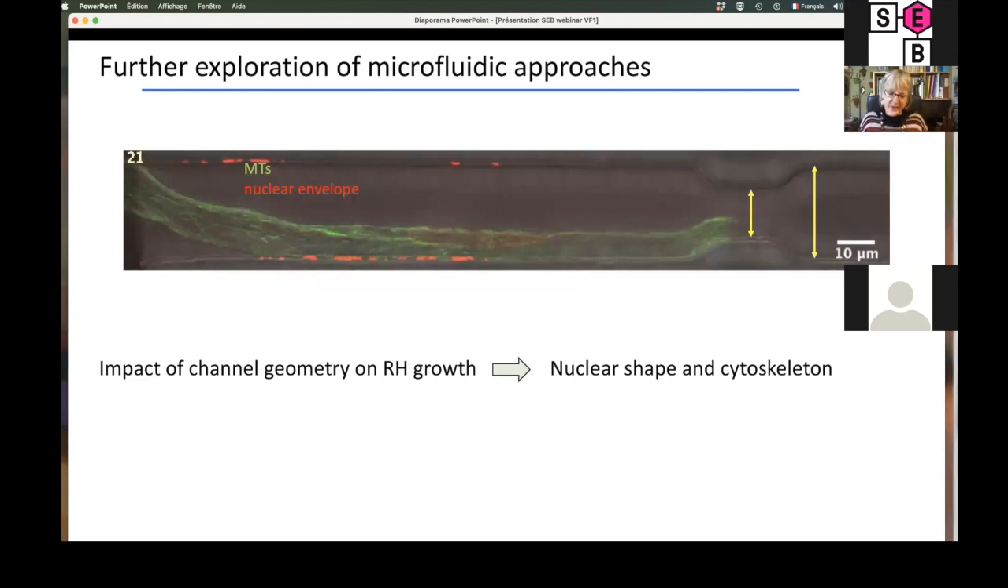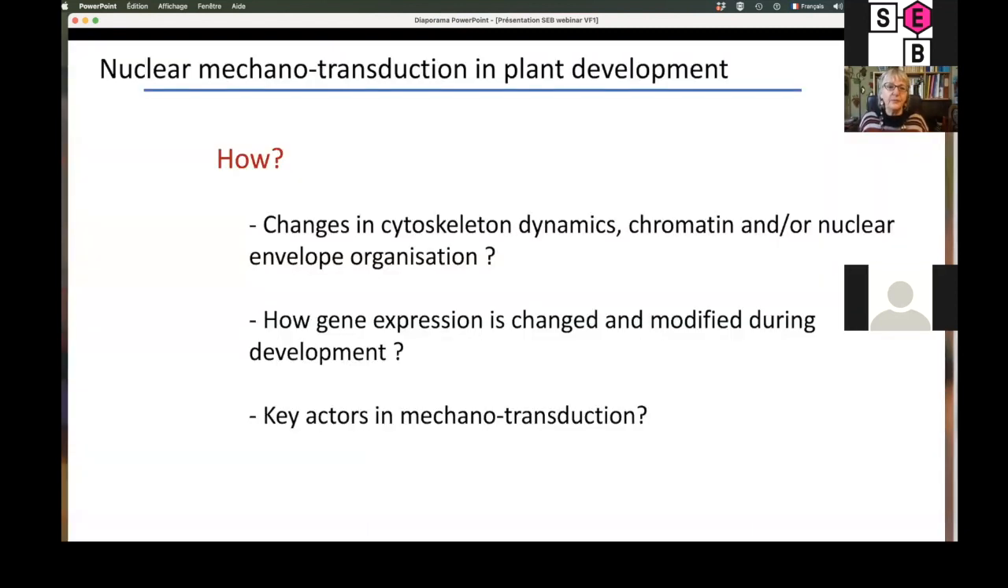So the next step in our story now is just to see how the change of cytoskeleton dynamics is correlated to chromatin and nuclear envelope organization.